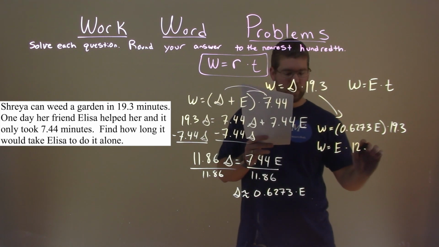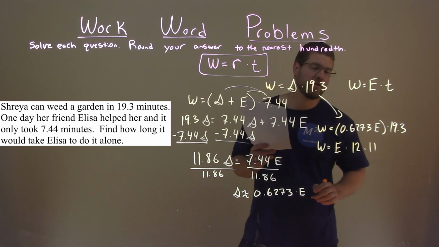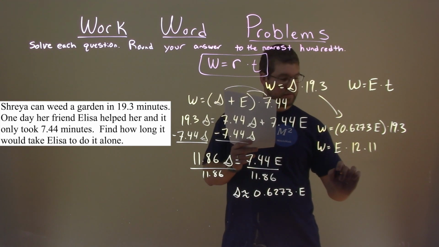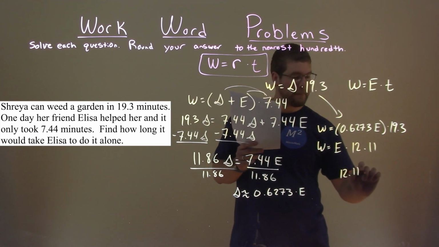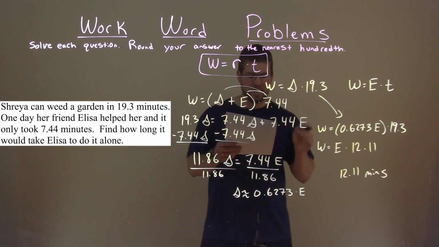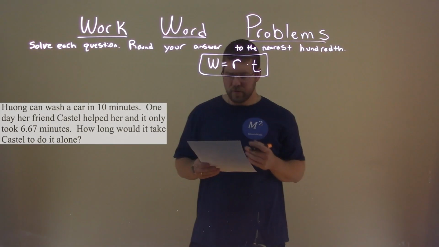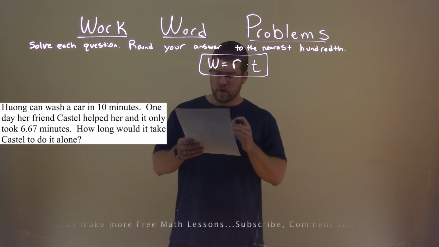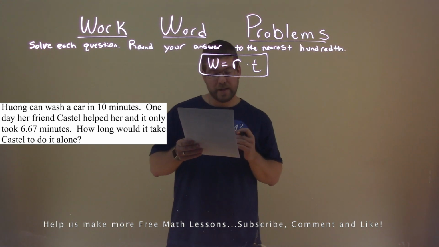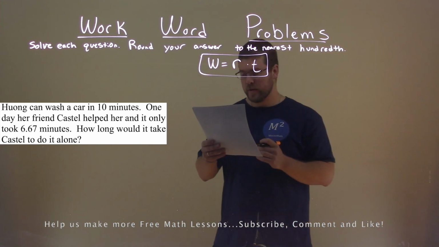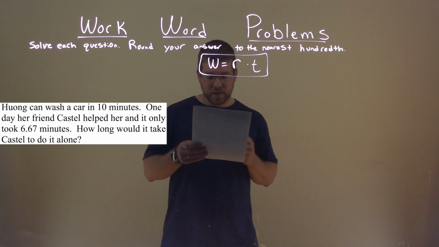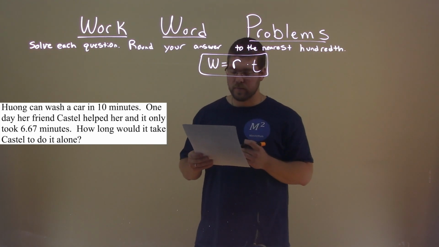Well, that's 12.11. So it takes Eliza 12.11 minutes to weed the garden by herself. We're given this problem right here. Hyung can wash a car in 10 minutes. One day her friend Castle helped her and it only took 6.67 minutes. How long would it take Castle to do it alone?